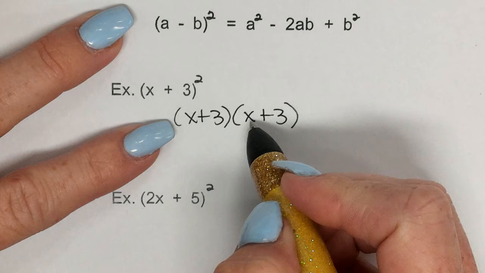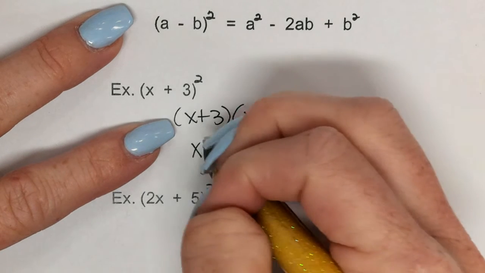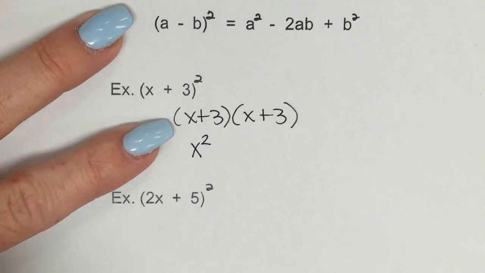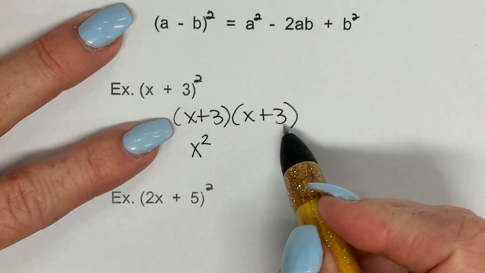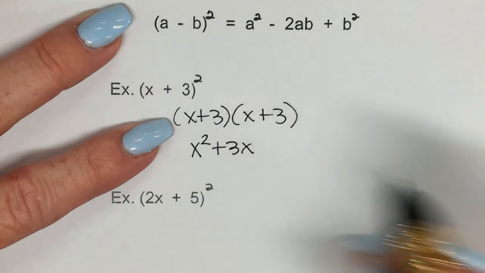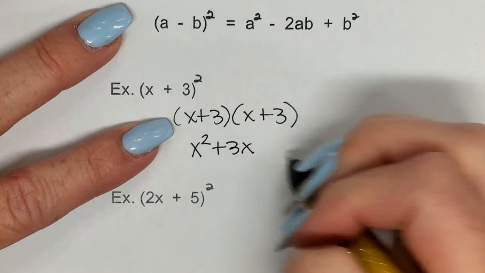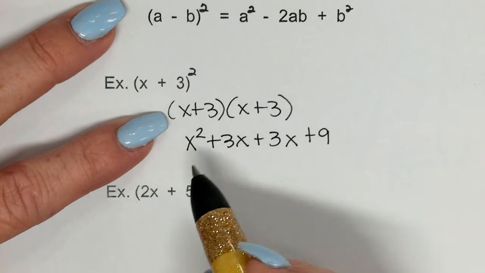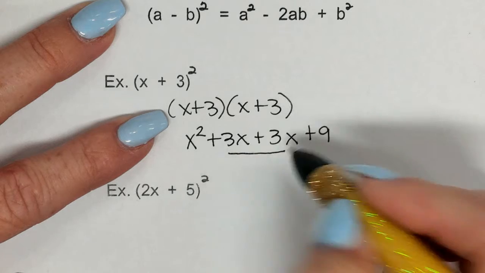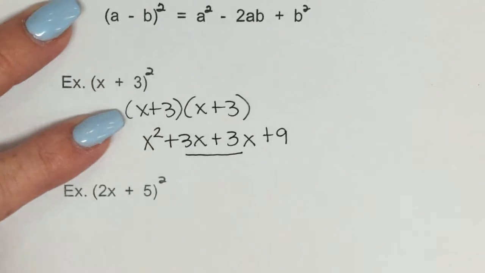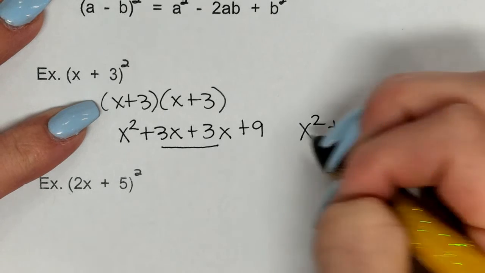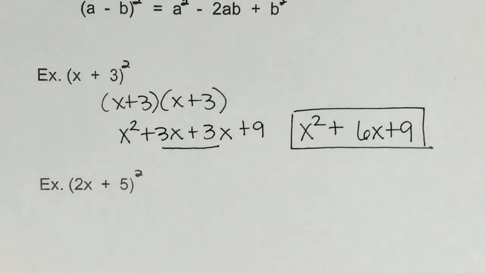So I would do x times x for first, which is x squared. Now I would do outer. So x times 3, so plus 3x. And I'm going to do inner: 3 times x is 3x. And last, 3 times 3 is 9. If I simplify this, I can combine the 2 middle terms. And I'm left with x squared plus 6x plus 9. Does everybody agree? Nothing's new, right? That's what we have been doing.